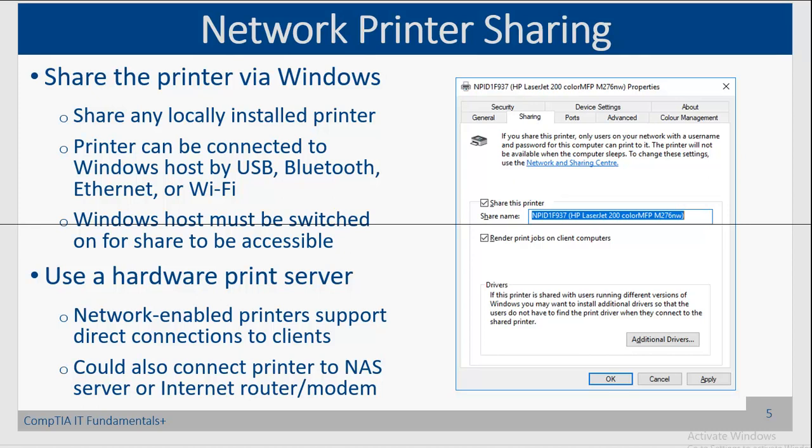Use a hardware print server. There are devices out there dedicated for that, so you could also buy one of those, and small offices especially do that. Network-enabled printers support direct connections to the clients. You could also connect a printer to a NAS server or an internet router or modem. All of this is part of the tasks that, as IT people, we do when it comes to networking. And this is the beauty of networking.